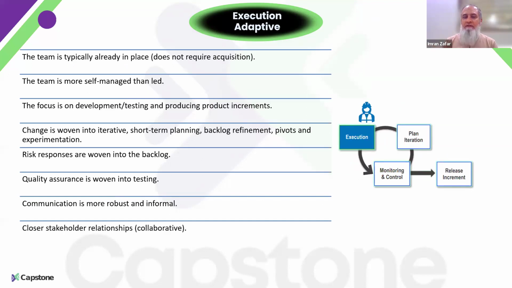And in adaptive or agile methodology, we know how we plan. It's all iterative planning, iterative development. The team is self-organized. They take responsibility and accountability. Risk response is also iterative, and we do a lot of communication at regular intervals. We are open to changes.